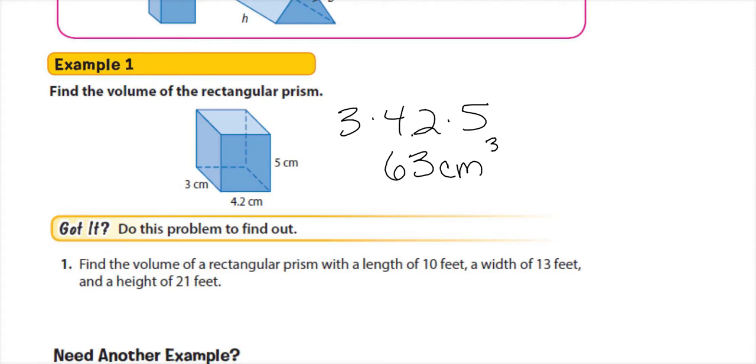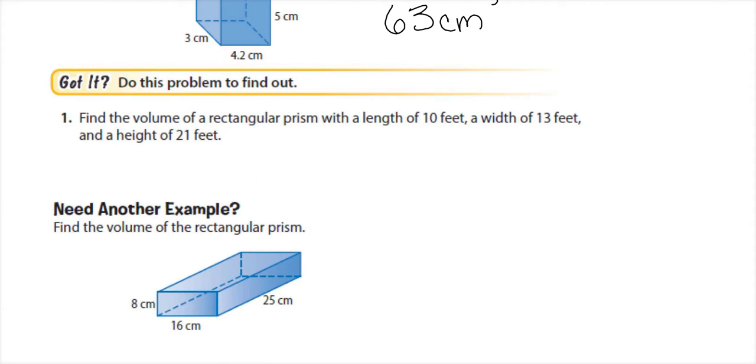Okay, again, volume literally means how many little cubes, like a 1 centimeter cube, not very big, but if you have one cube that's 1 centimeter by 1 centimeter by 1 centimeter, then it would take 63 of those to fill that thing up. Okay, that's what that means.